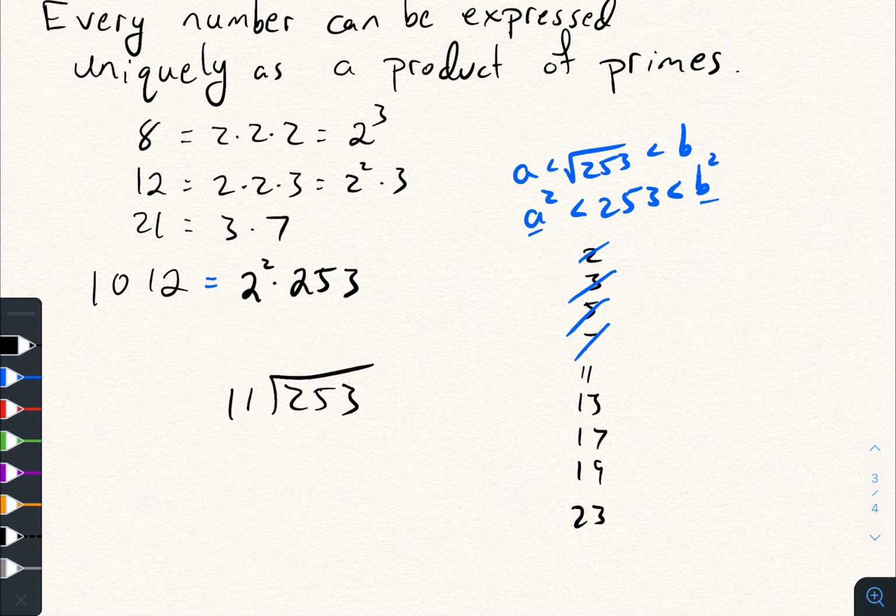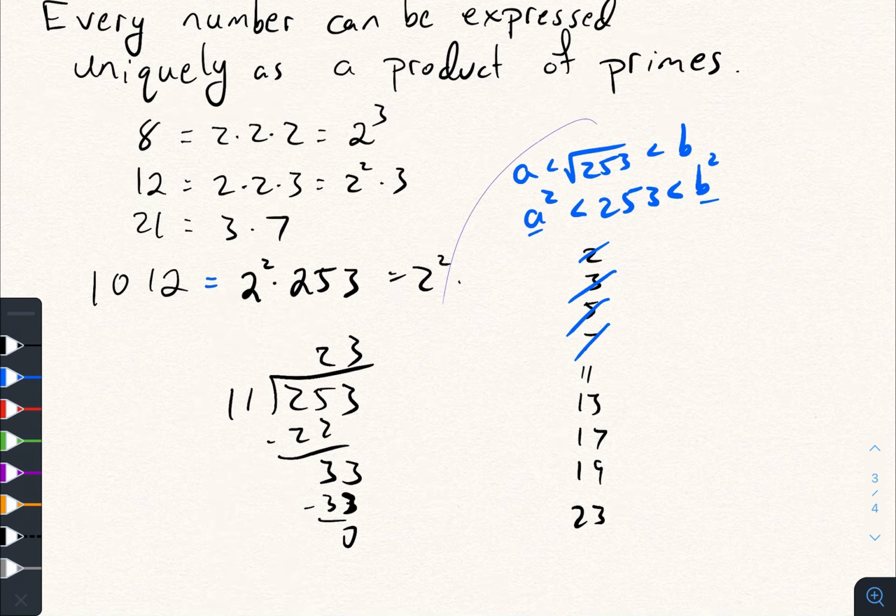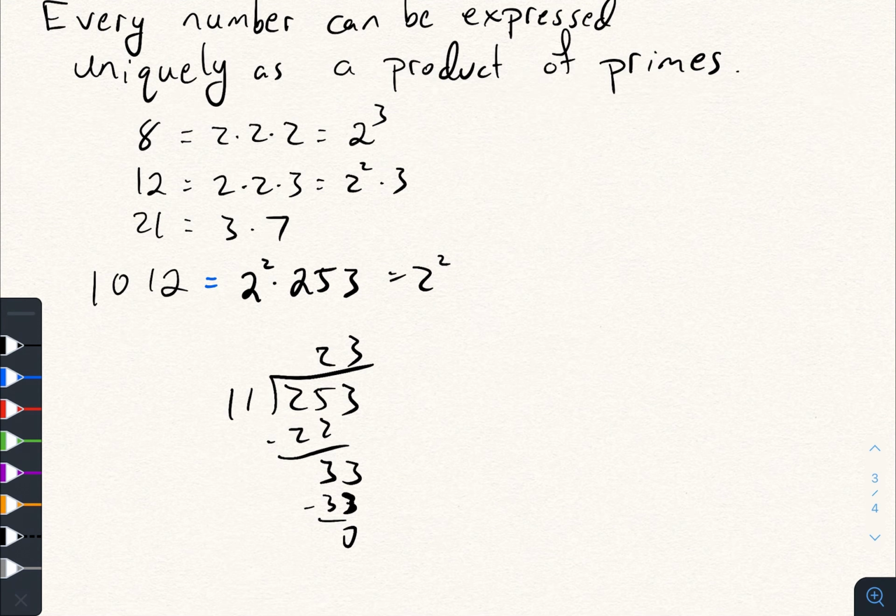253, let's divide that by 11 to see what our quotient is going to be. So 22, and 3 goes into 33 3 times. We get a remainder of 0. And so this will be equal to 2 squared times 11 times 23. And this is our prime factorization.